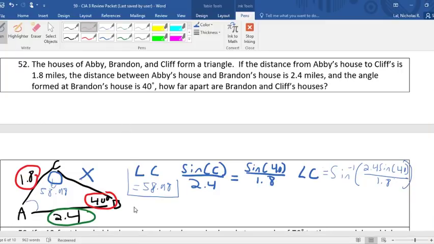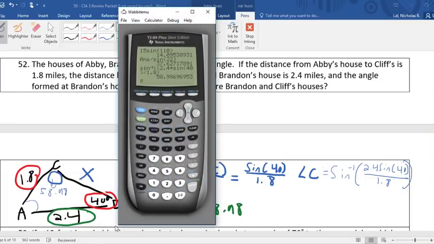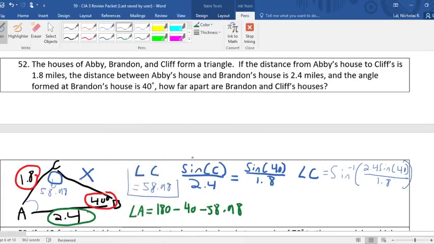Angle A is going to be equal to 180 minus 40 minus 58.98. Actually 58.99, we can round it up. So it's going to be 81.01. That's going to be angle A. So angle A is going to be equal to 81.01 degrees, right? And from that, we can use angle A to find x.